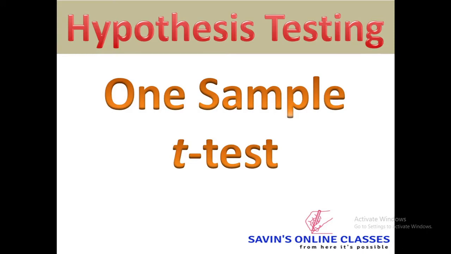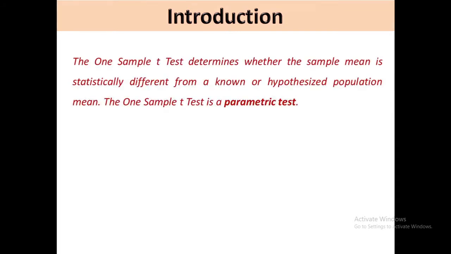Welcome back friends in one more video of lecture series on test of hypothesis, and in this video we will discuss one sample student t-test. The one sample t-test determines whether the sample mean is statistically different from a known or hypothesized population mean. The one sample t-test is a parametric test. This test is also known as single sample t-test.